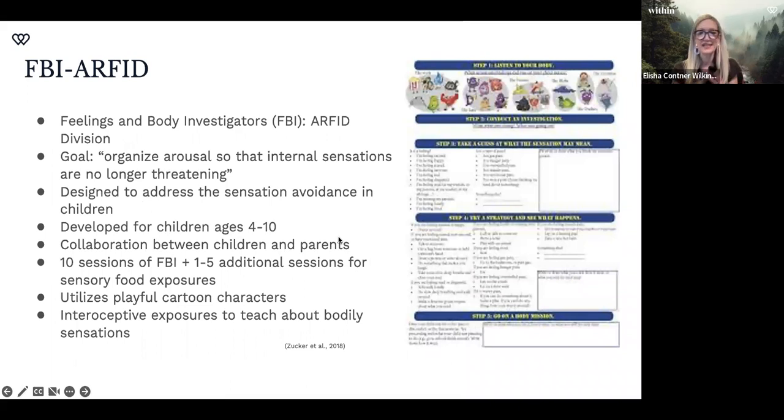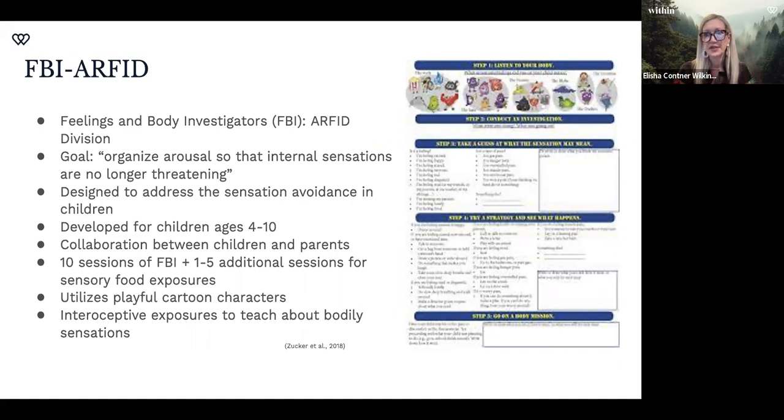FBI ARFID, this is actually one of my favorite things about ARFID. This was developed by Nancy Zucker and her team down at Duke University. FBI is Feelings and Body Investigators. This is a modality that she originally developed for children with functional abdominal pain. It's also been used in the treatment of panic disorder as well as IBS. FBI specifically targets the food avoidance subtype. The goal here is to really identify why children and adolescents avoid food due to some of the internal sensations.